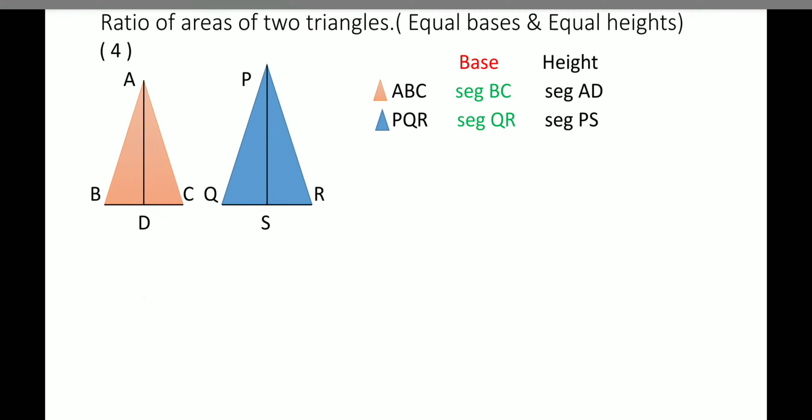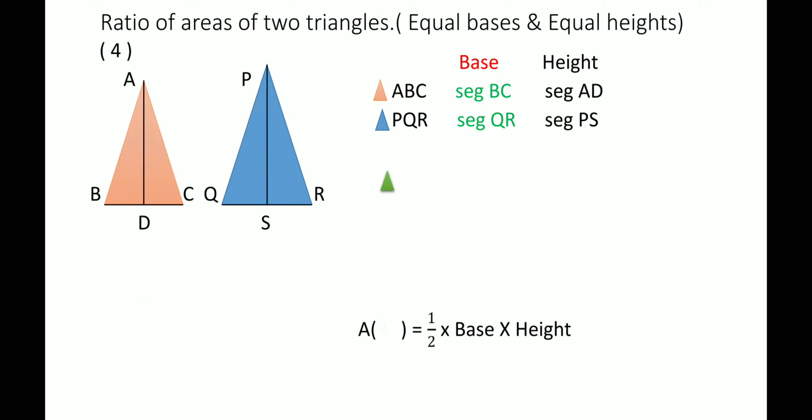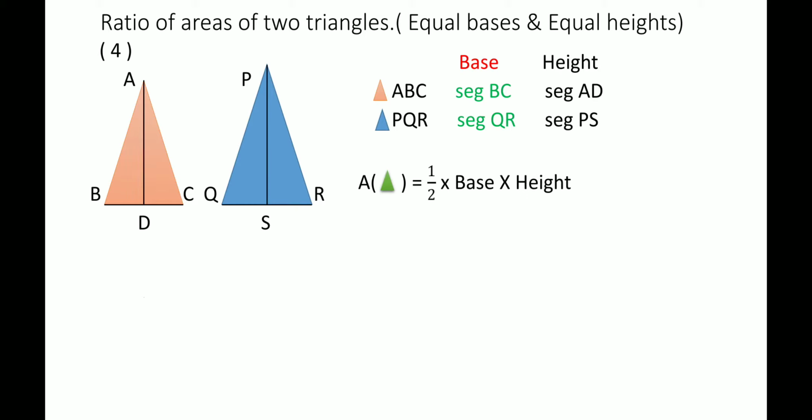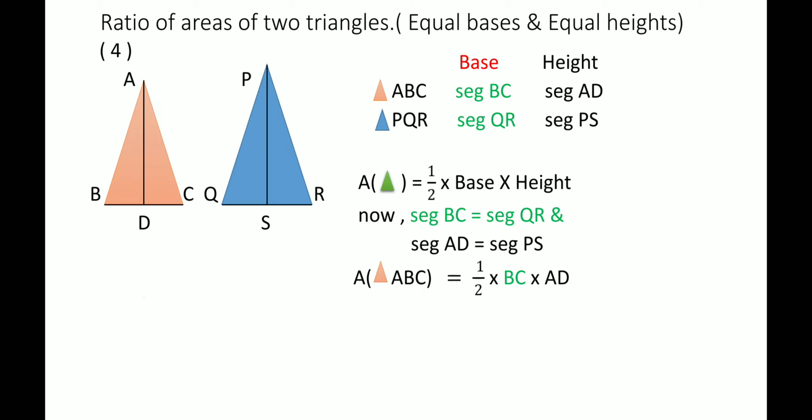And here we are given the formula, area of any triangle is equal to half into base into height. And in this example, BC and QR are the same, meaning the base is the same, and AD is equal to PS, meaning the height is also the same. So we write like this: area of triangle ABC is equal to half into BC into AD. Area of triangle PQR is equal to half into QR into PS. Ratio means division of both the sides. Here half gets cancelled. BC and QR are the same, so BC gets cancelled with QR. AD gets cancelled with PS because the height is also the same.